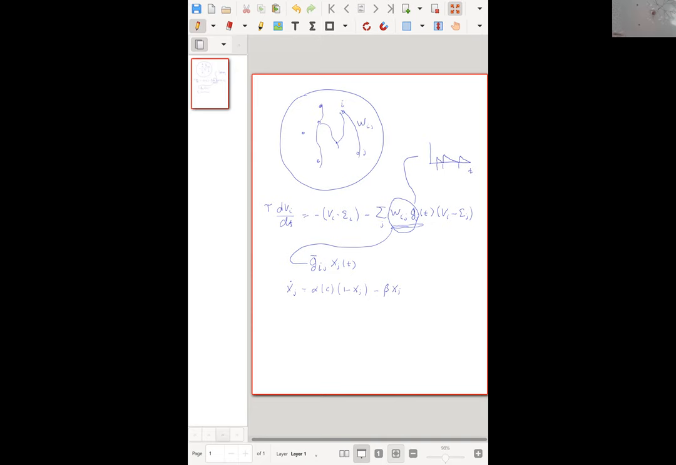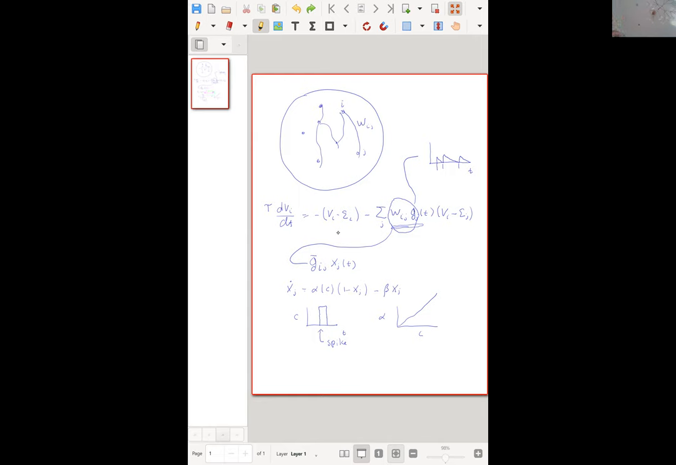And basically it was alpha of C, remember. So C of t looks like this as a function of time. When there's a spike, C goes up. So this is a spike. And then alpha, a function of C, is some increasing function. So basically when there's a spike, x is pushed toward one. When there's no spike, it's pushed toward zero. So that's kind of the story.